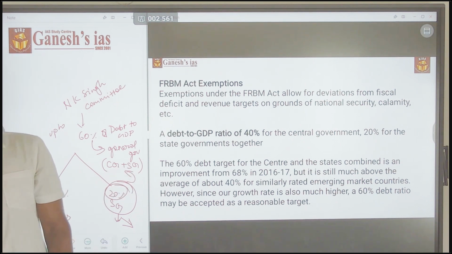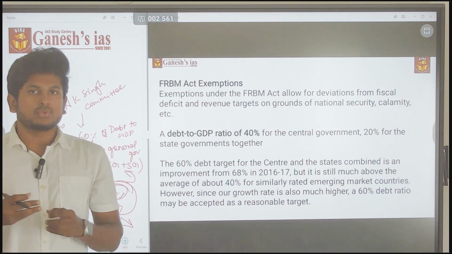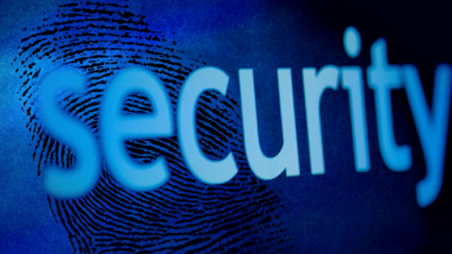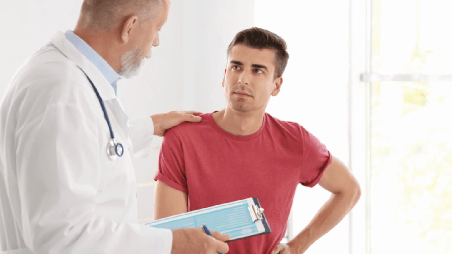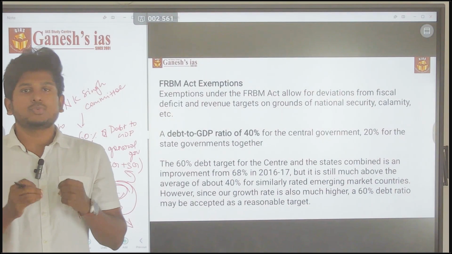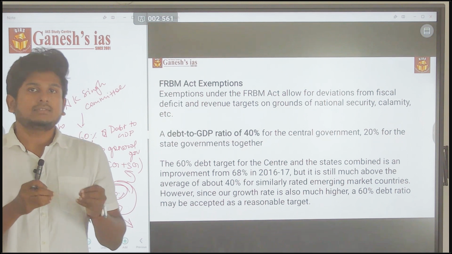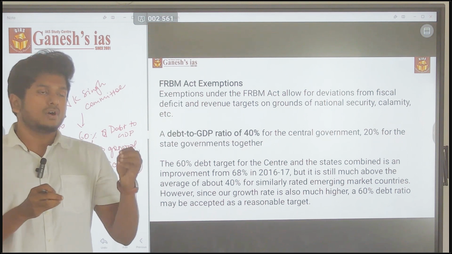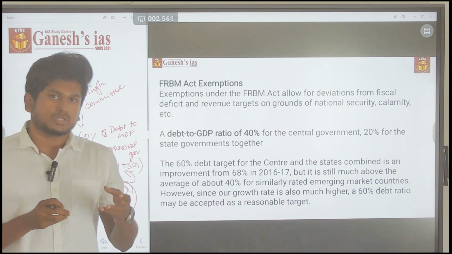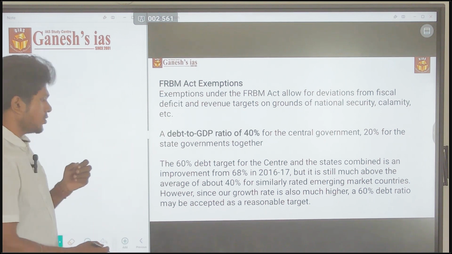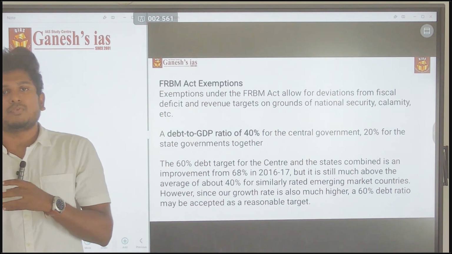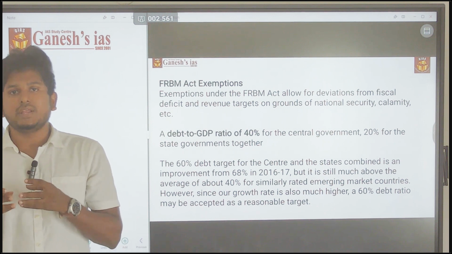Suppose the nation is facing a security issue, or a health issue, or any war-like situation. At that time you have to spend a lot, so you don't need to follow this target. In such a way, they provide certain exemptions. Consider COVID-like situations, where the government has to spend a lot on the people for their health and their food needs.